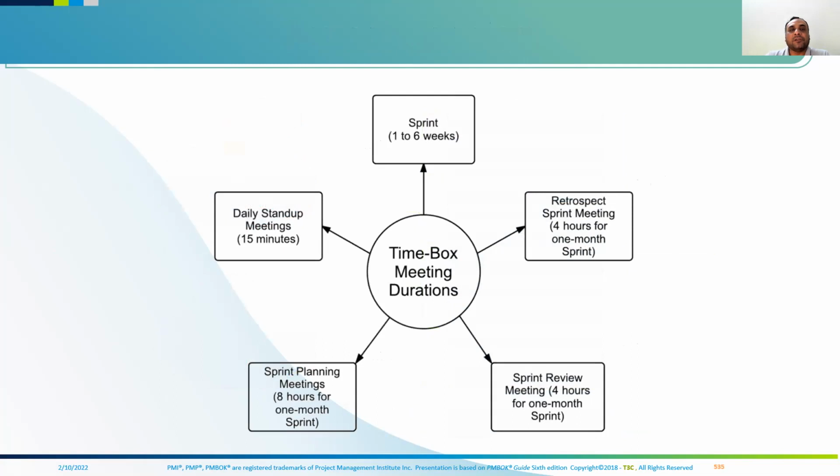A sprint will remain 1 to 6 weeks. 15 minutes of daily stand-up meeting. The planning meeting will be, as I said, 2 hours per week. The review meeting will be 1 hour per week. And the retrospective also 1 hour per week, by size.